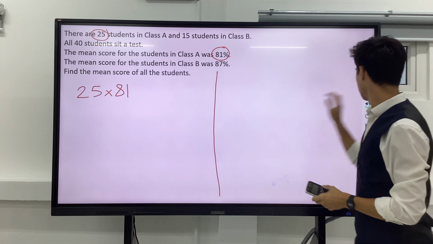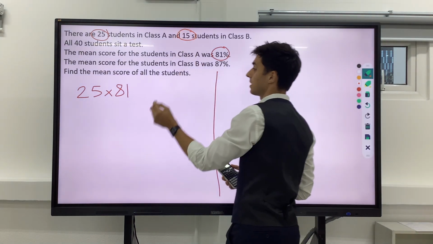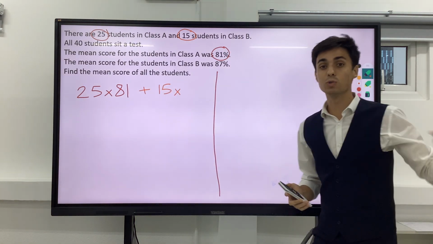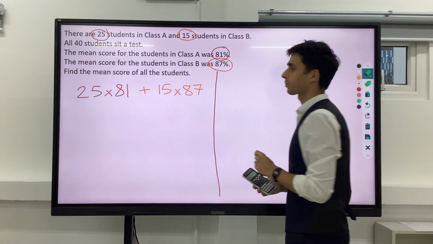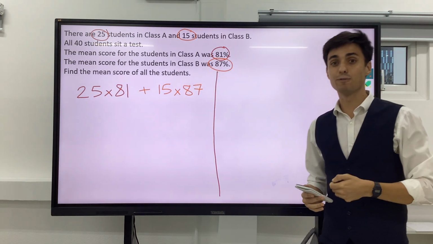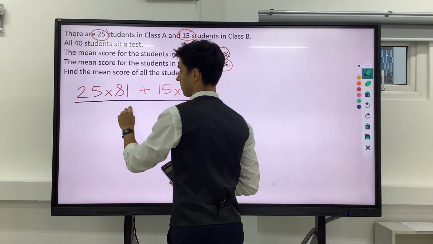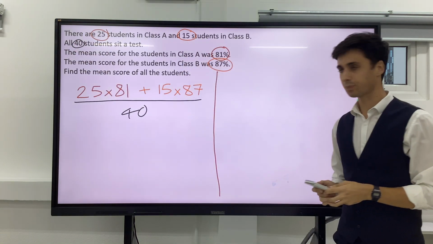Then we look at B. So we can switch colour for B. Well, we've got 15 in B, so we need to add 15 multiplied by the mean of B, 87, and we divide that by 40, the total number. So 40 was our total number of students.